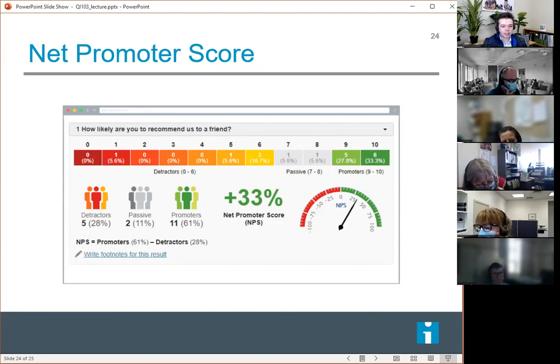Or sometimes in healthcare, you slightly adjust and say, how happy would you be for your mother to be treated in this ward, or something like that. And it's a scale of 0 to 10. People who score 0 to 6 are called detractors. These are people who will actively go out and say bad things about your service.